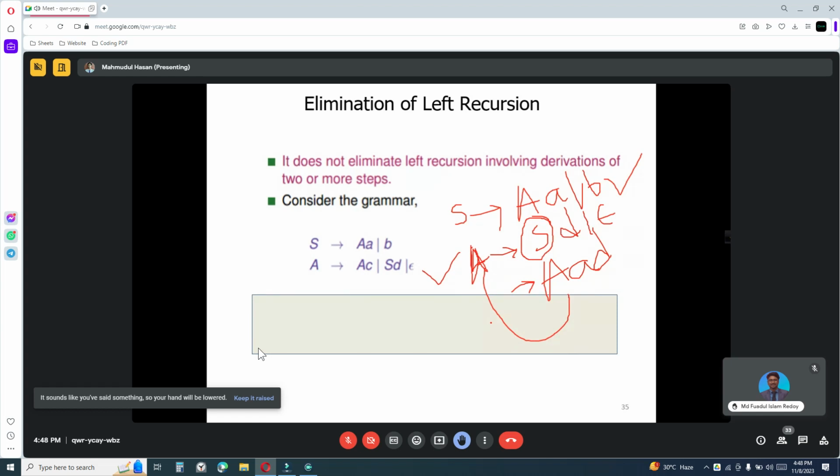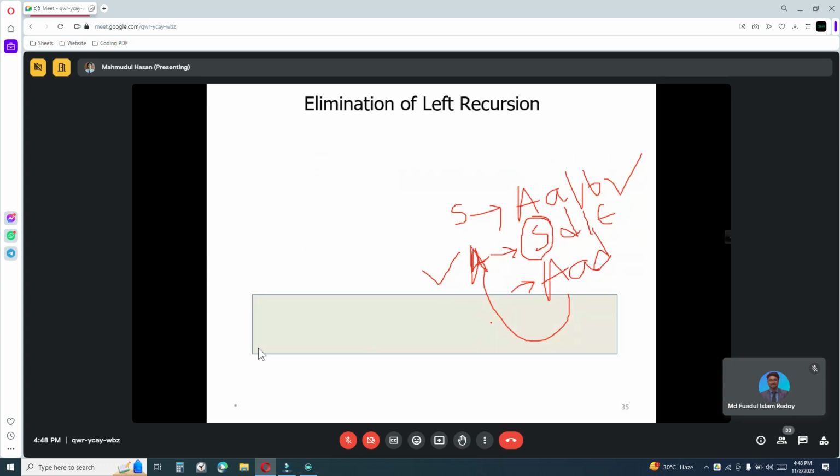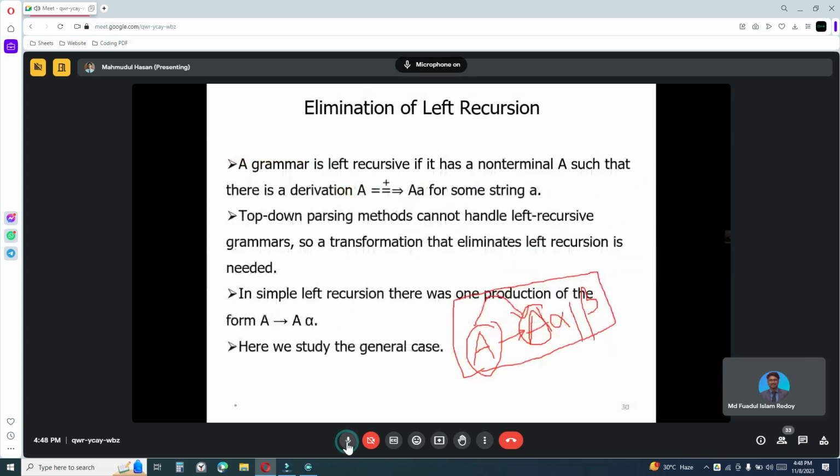And sometimes you need to wait for some derivation. After that derivation, you will see there is a left recursive problem. So there are two types: immediate left recursion, and another where after some time you will feel that there is a left recursive problem. Got it, everyone? Sometimes after seeing the production rule, you are able to take a decision that there is a left recursive problem, and sometimes you need to take the decision after some derivation.